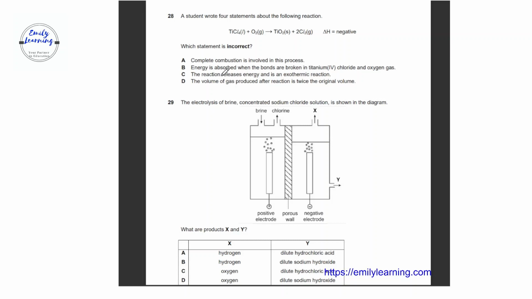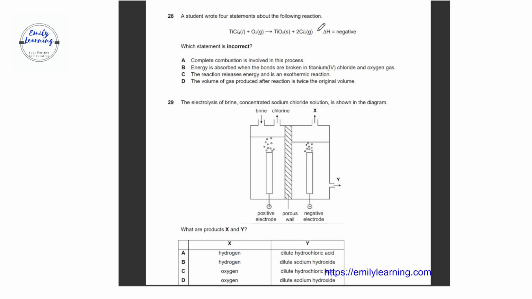D, the volume of gas produced after the reaction is twice the original volume. If you are interested in the volume of gas, we look at the number of moles of gas. For the reactant side, we only have O2 as the gas, and there is 1 mole of O2 in this equation. In the product side, only the Cl2 is a gas, TiO2 is a solid, so we don't consider it. So the number of moles of Cl2 formed is 2 moles.